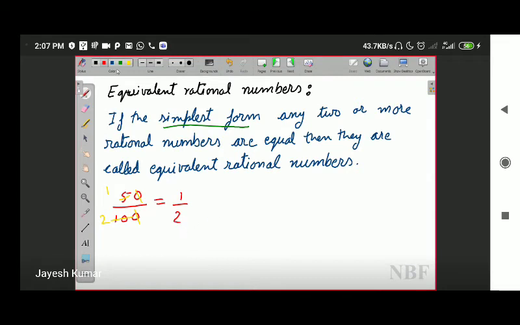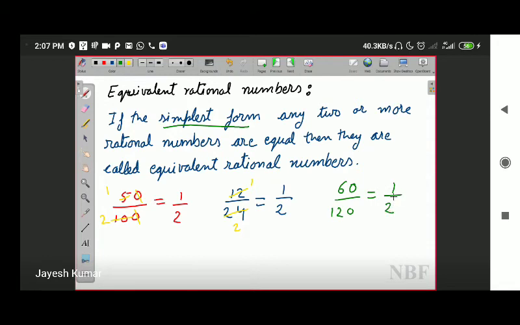Okay, let us take another number. Let us take 12 upon 24. Okay, let's simplify it again. 12 ones are 12, 12 twos are 24. So the answer will be 1 upon 2. Okay, let's take one more example, the last one. This time, let's see 60 upon 120. Once again, on simplifying the number, you will get 1 upon 2.